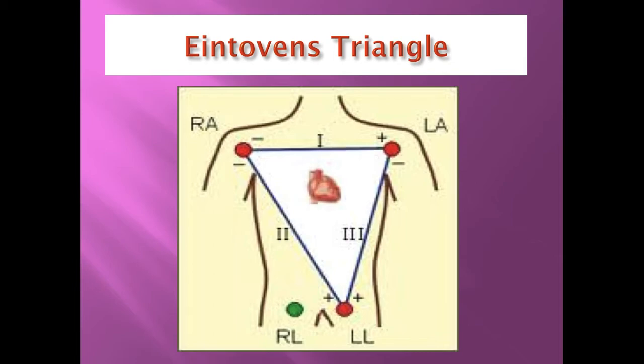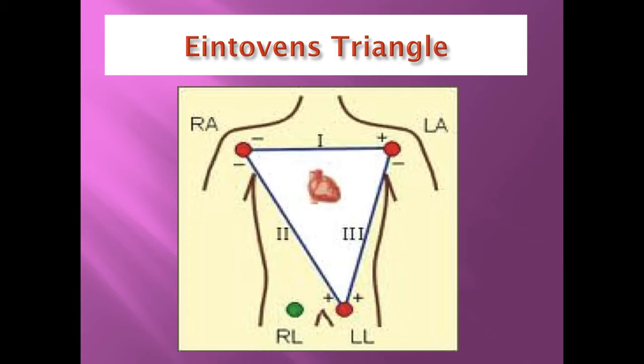So Einthoven's triangle was named for William Einthoven. He won the Nobel Prize in Medicine for inventing the earliest form of the ECG in 1924. And the triangle is a depiction of electrical vectors of just the 4 limb electrodes, which ultimately create 6 leads. 1, 2, 3, AVF, AVL, and AVR. The AVF, AVL, and AVR signify the augmented leads, and we'll talk about those in a few minutes.